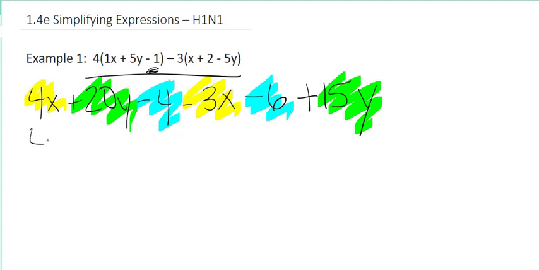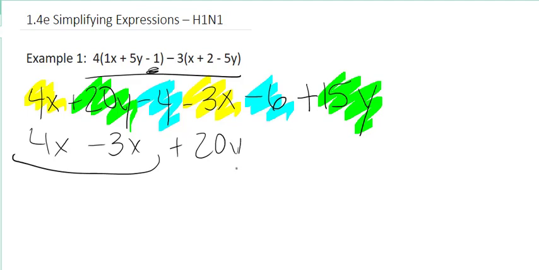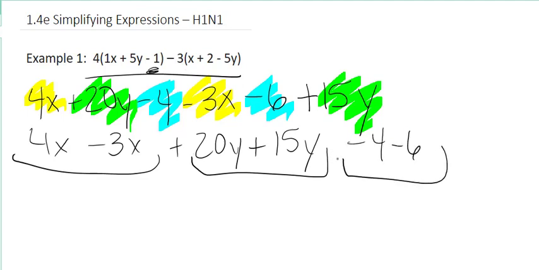So we have 4x minus 3x. We need to do this one first, or we don't have to. We can do whatever order, but this is the one we are choosing to do first now. And then we will add plus 20y plus 15y, which we will add together, and then the minus 4 minus 6. So now it's all in order. So let's go from left to right.